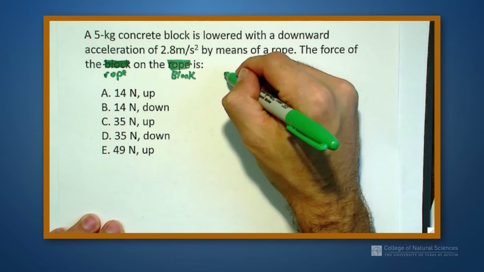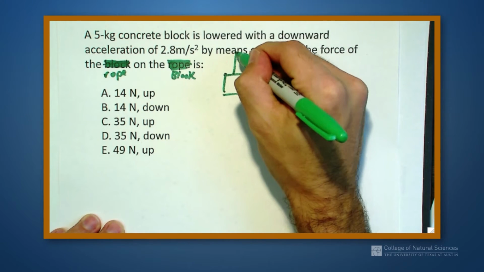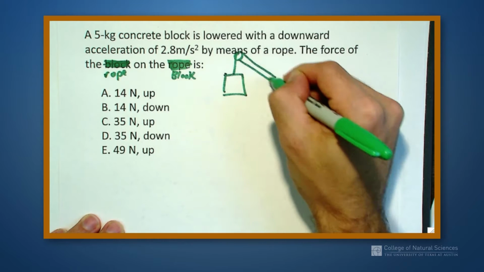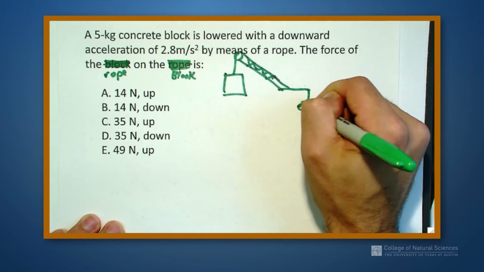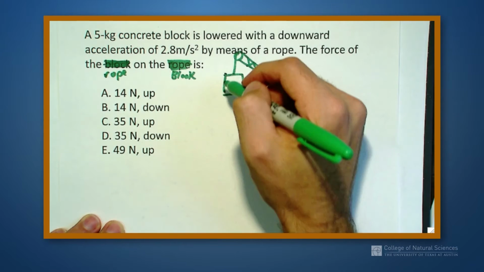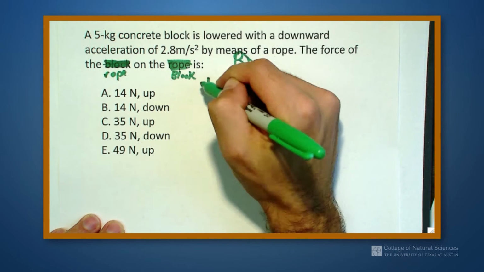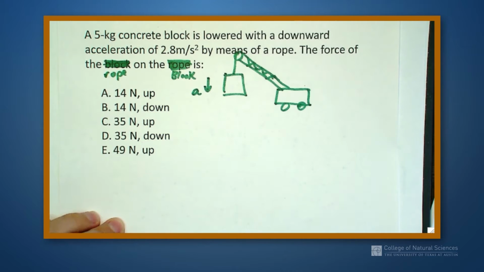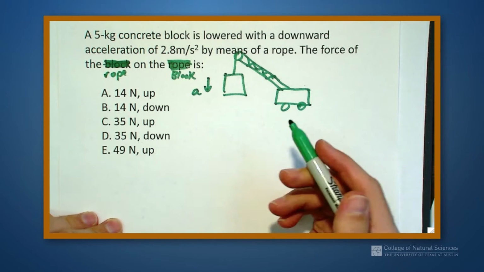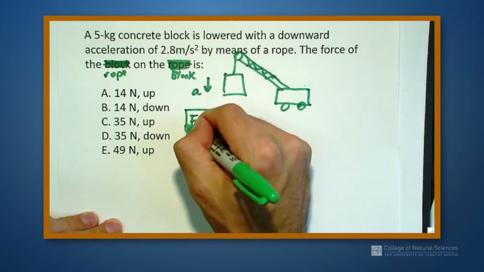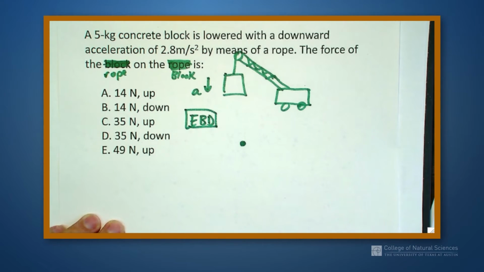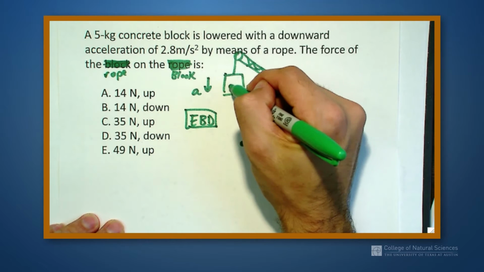So we have a block. It's being lowered. I'm going to make this a nice little crane that lowers this. So this thing is being lowered with some acceleration. All right, so now I want to draw my free body diagram. I'm going to draw just the forces on this block of mass M.